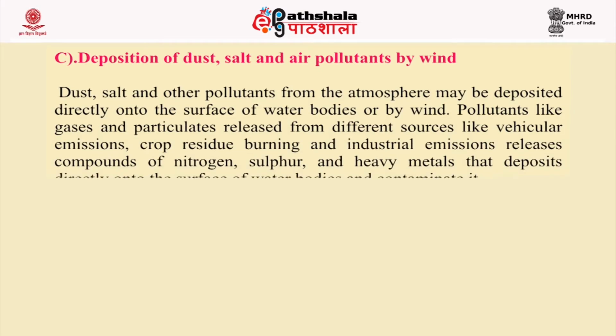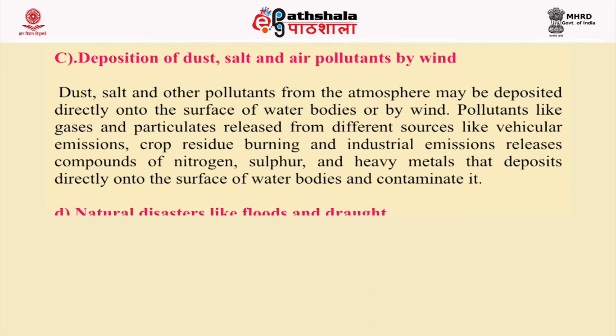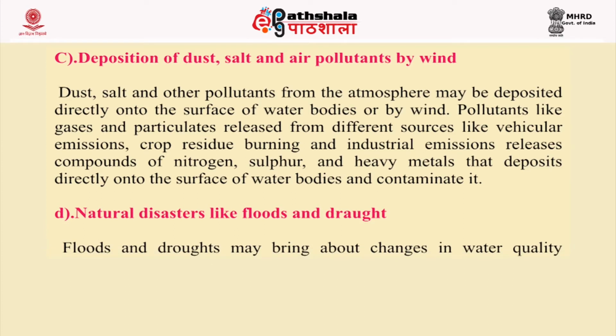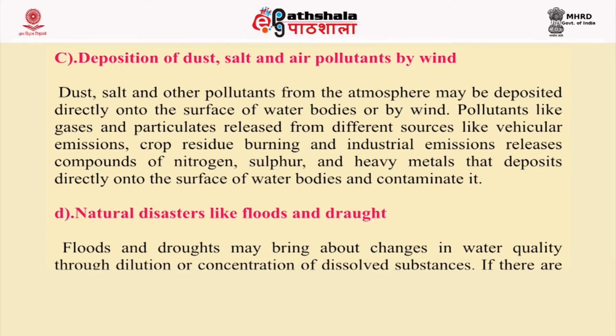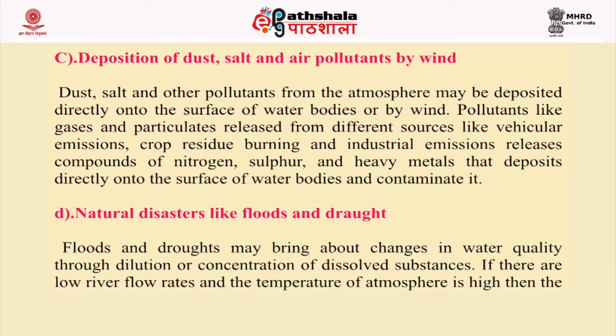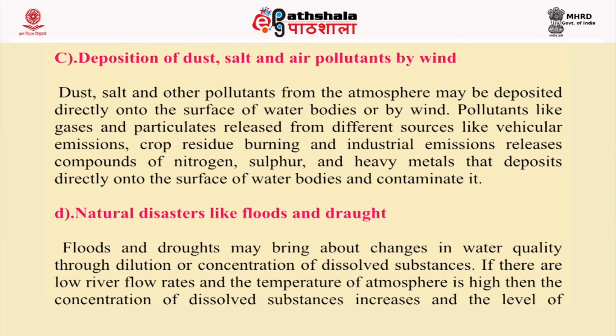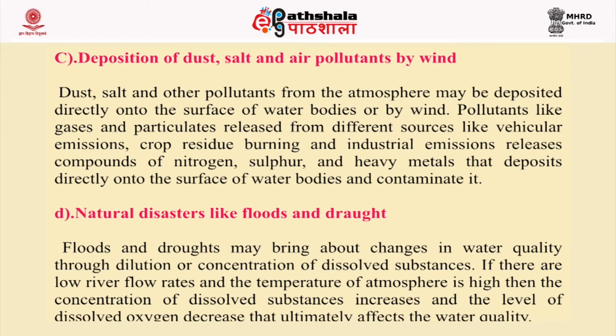Dust, salt and other pollutants from the atmosphere may be deposited directly onto the surface of water bodies or by wind. Pollutants like gases and particulates released from different sources like vehicular emission, crop residue burning and industrial emissions release compounds of nitrogen, sulfur and heavy metals that deposit directly onto the surface of water bodies and contaminate it. Fourth one is natural disasters like floods and drought.